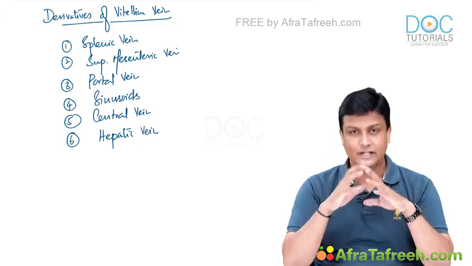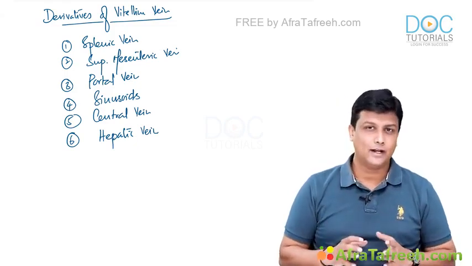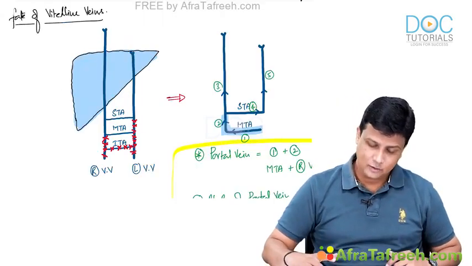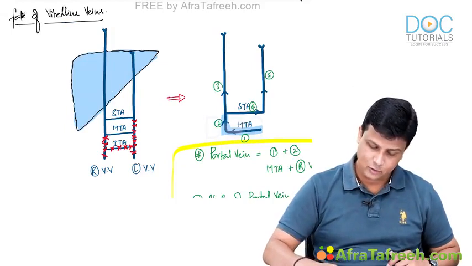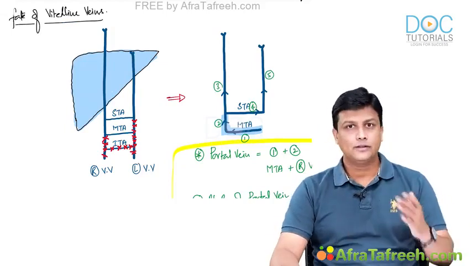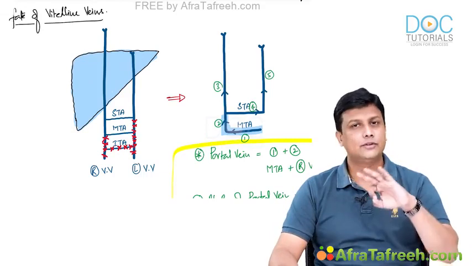Perfect. So that is about the fate of the vitelline vein. I hope it's made easy with the help of these two simple diagrams over here. Now, if you recall the very beginning of this topic, I told you there will be 3 sets of veins.